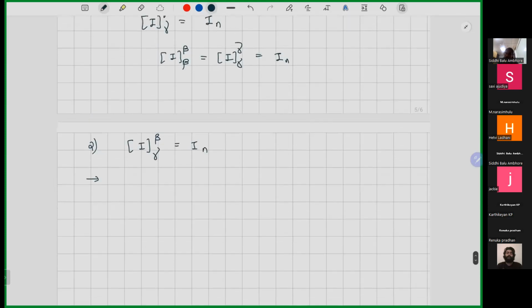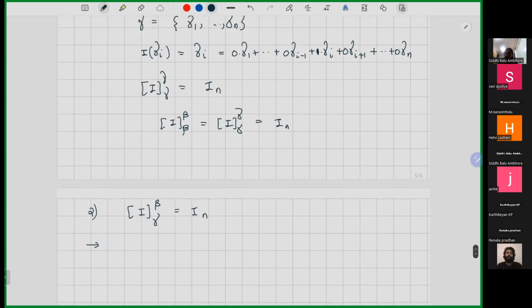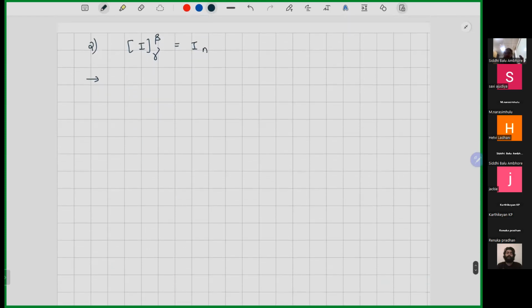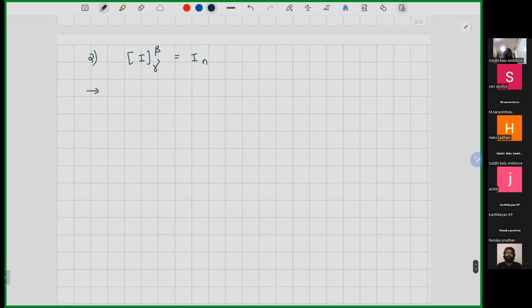Here we saw that this was I_n when both bases on domain and codomain were the same, then it was the identity matrix. But now the bases have changed on domain and codomain. So what is your guess? Okay, so it should still be true. Any other guesses?